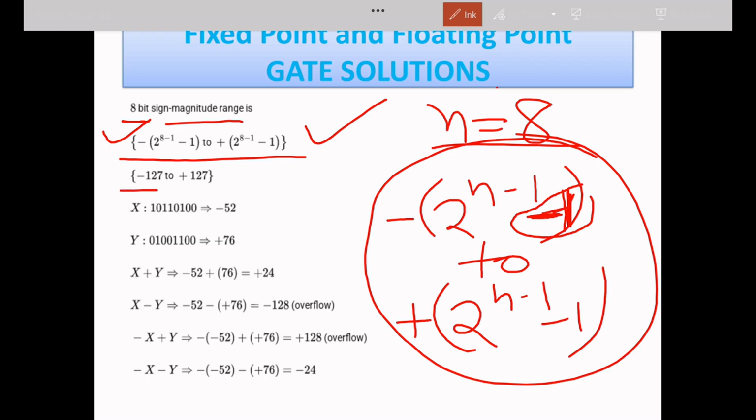So now I will place the value n is equal to 8. Then after then I am getting my range is equal to -127 to +127. This x I convert to the decimal form. This y I convert to the decimal form. After then you can add the value.